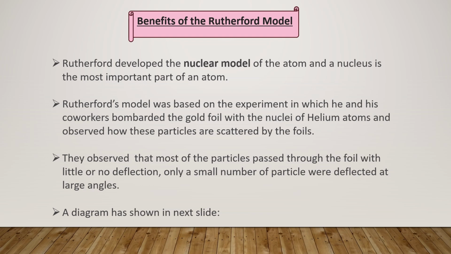They observed that most of the particles pass through the foil with little or no deflection, which means most of an atom is empty space. Only a small number of particles were deflected at large angles, which means most of the mass of an atom is concentrated in a dense positively charged nucleus. A diagram is shown in the next slide.